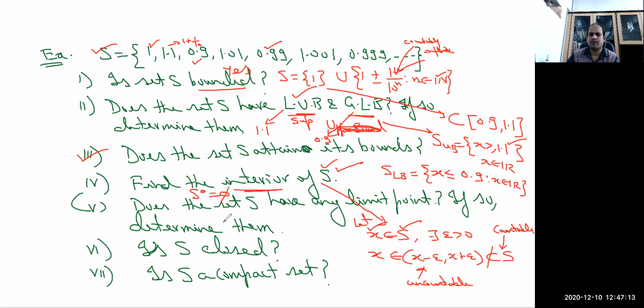Now the next question is: does the set S have any limit point? If so, determine them. One can see that clearly its limit point is 1, because from the Archimedean property of R, in every neighborhood of 1 one can find points of the set. So 1 is its limit point.